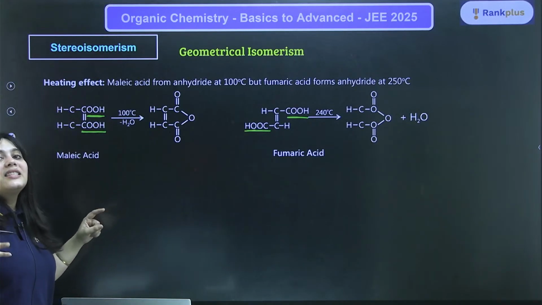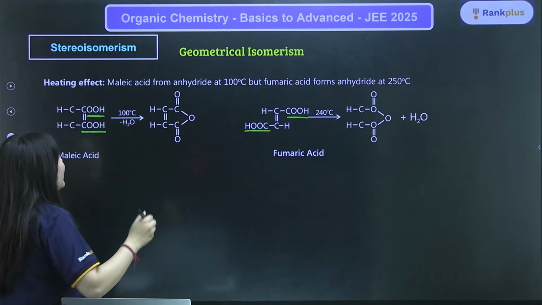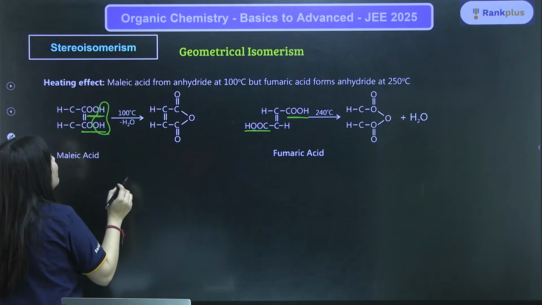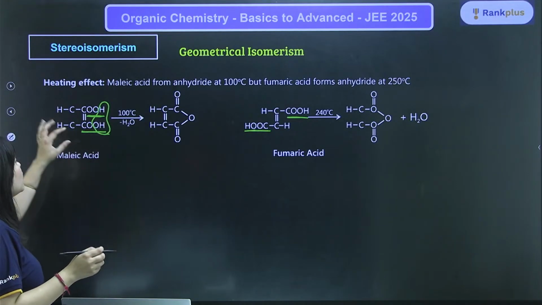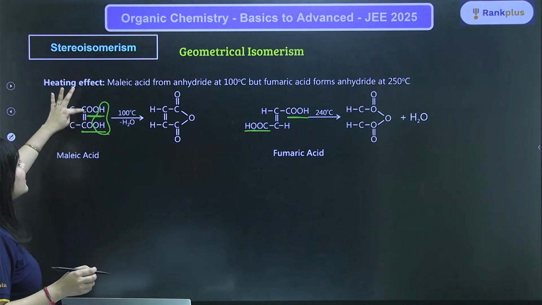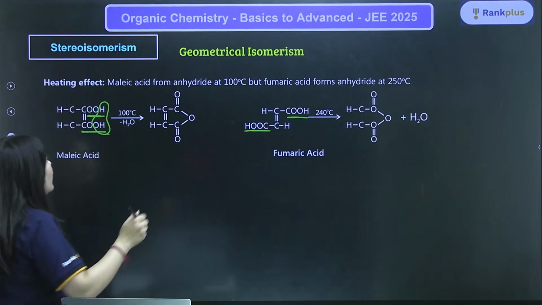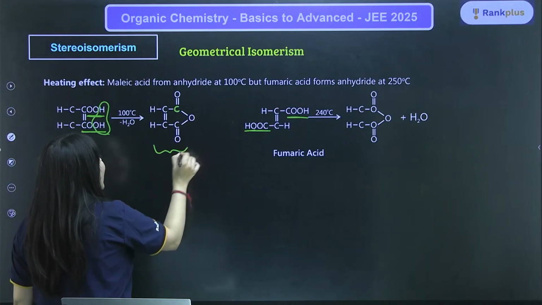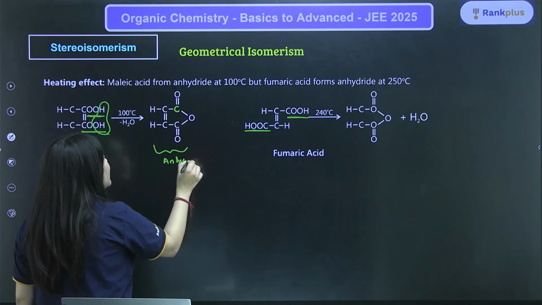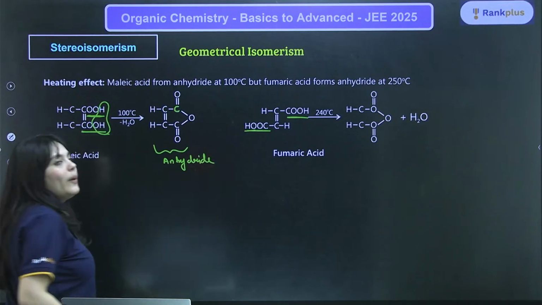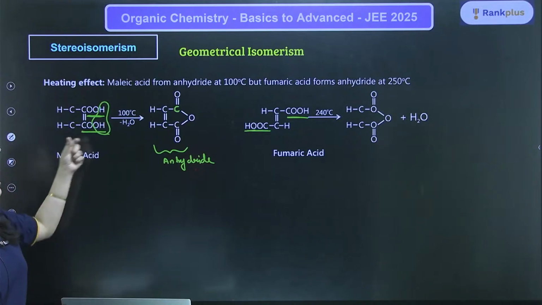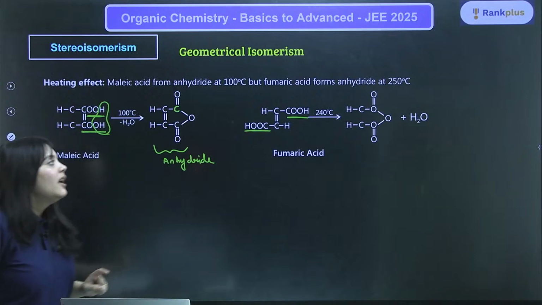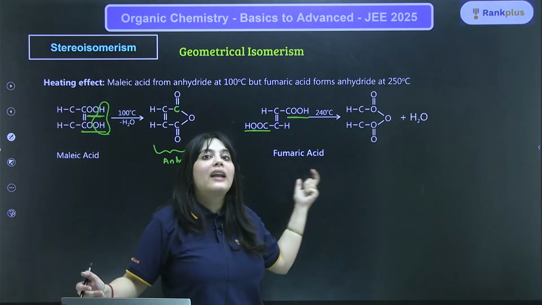So this is a trans, and this is a cis molecule. When you are heating the cis molecule, what will happen? H2O will go away like this, and what will be formed? If I remove the H2O, the entire molecule till C double bond C will remain as it is, and this kind of anhydride will be formed. Is this thing clear? When the cis form is heated, an H2O molecule is released and an anhydride is formed like this. But what happens when you heat the trans form?